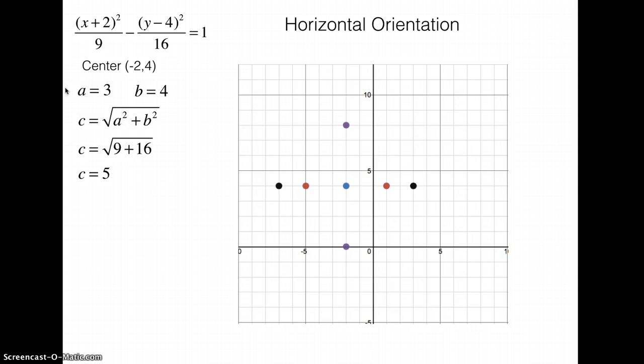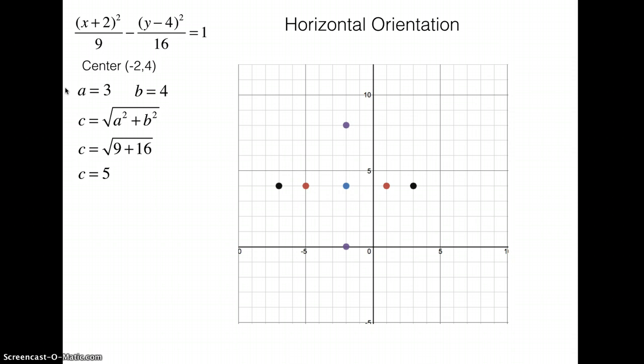Then you're going to plot a few points on your graph. The first one you're going to start with is the center. That's the blue coordinate. And then the next 2 points that you need, you can see them as the red and the purple coordinates. And the way we get those is we add a in the horizontal direction, so we add and subtract 3. And then to get the purple coordinates, we add and subtract 4 from the center coordinate.